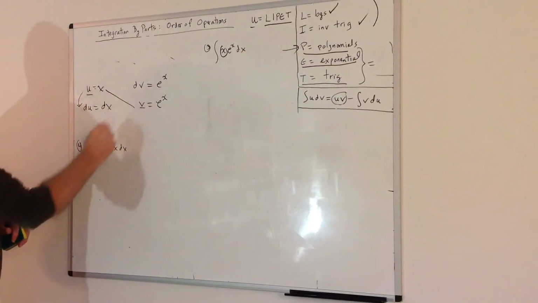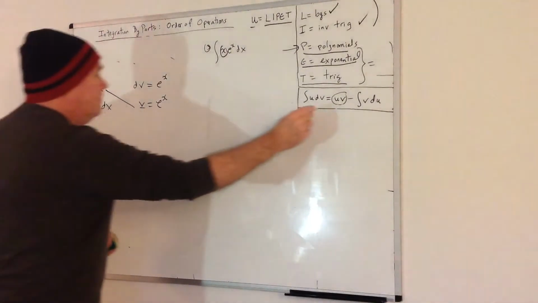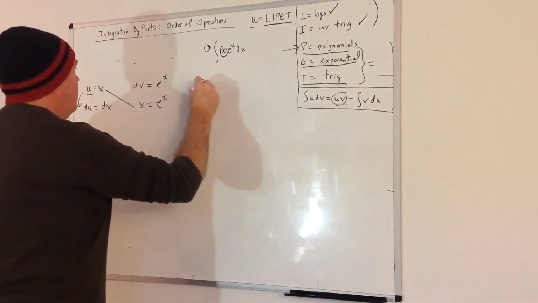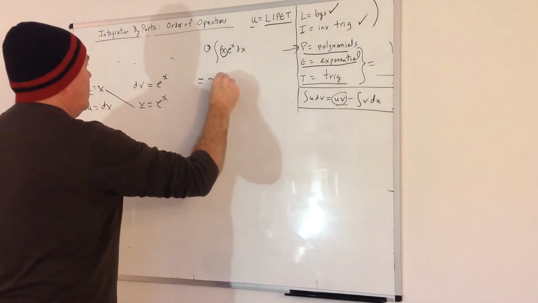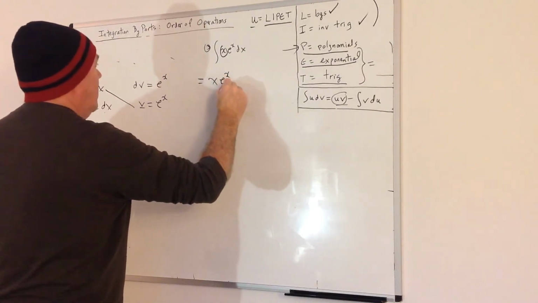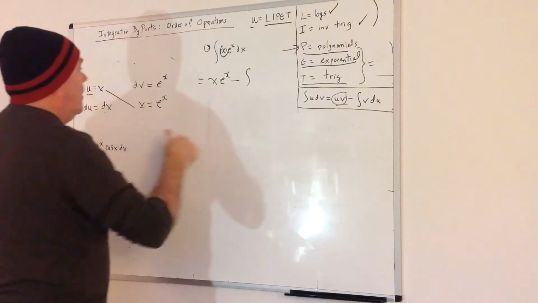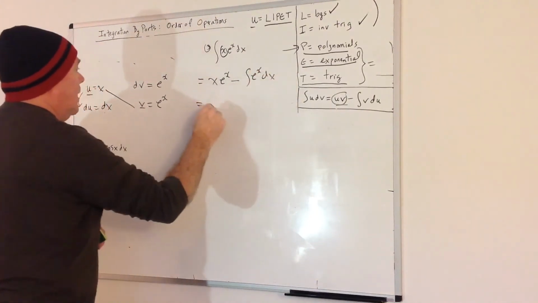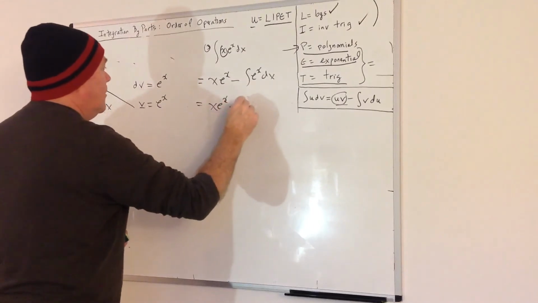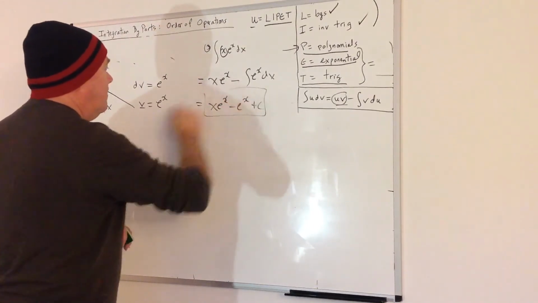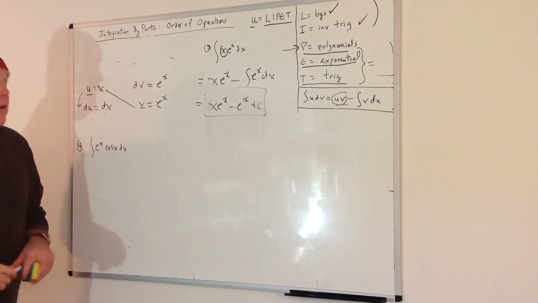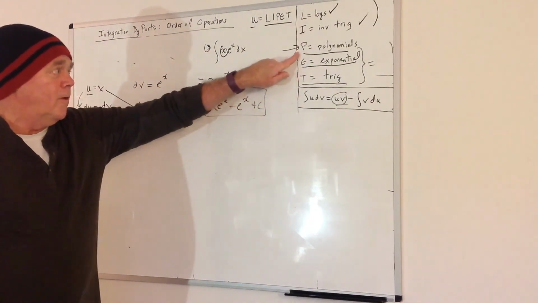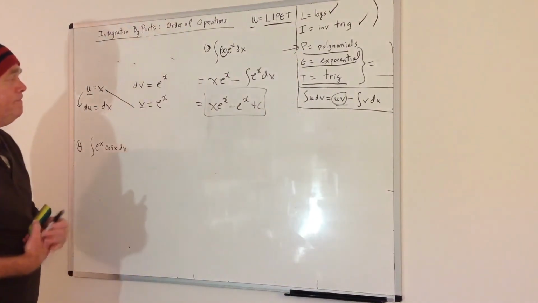So therefore it's equal to the product of uv minus the product of the integral of this product. So that becomes x e to the x minus this product, which is just e to the x dx, which becomes x e to the x minus e to the x plus c. Bam. So third iteration, or third order of precedence, polynomials is next.